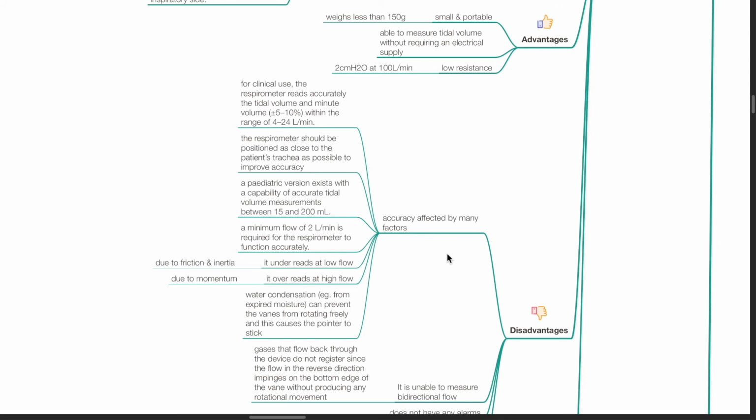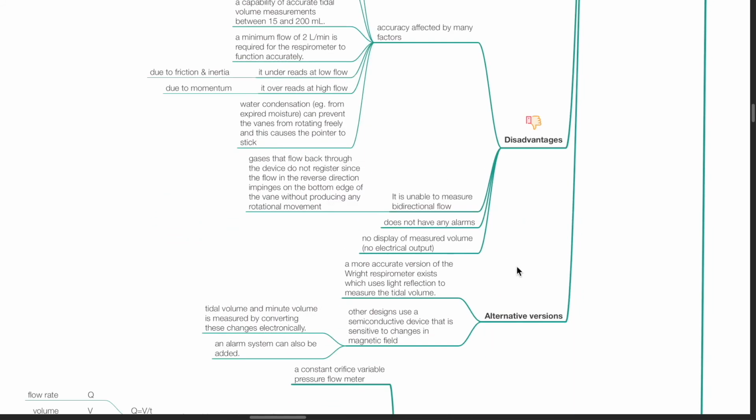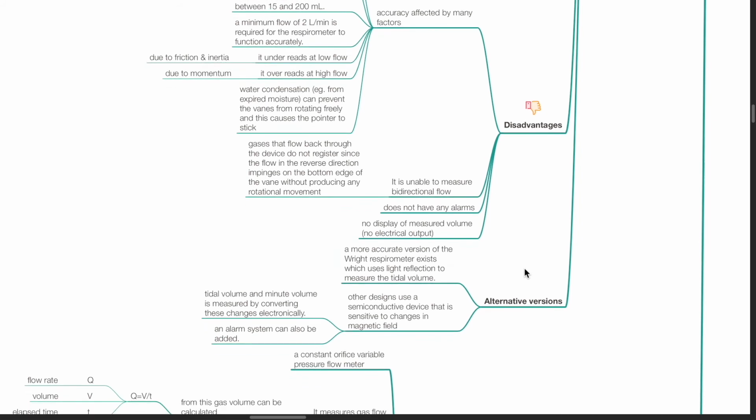Water condensation, for example due to expired moisture, can prevent the vane from rotating freely, and this causes the pointer to stick. It is unable to measure bidirectional flow. Gases that flow back through the device do not register, since the flow in the reverse direction impinges on the bottom edge of the vane without producing any rotational movement. It does not have any alarms, and there is no display for measured volume as there is no electrical output.